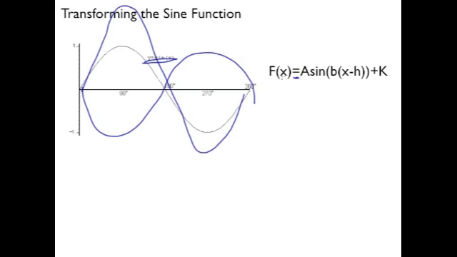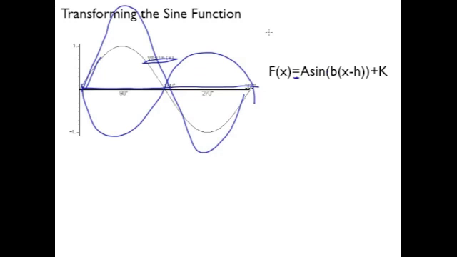The B here also affects the stretch factor, but not the y stretch factor, this time the x stretch factor, and it changes the length of one cycle. So here, this here is 2 pi, but let's say it was not, if there was a number here that wasn't 2 pi, that wasn't blank, it would be different.